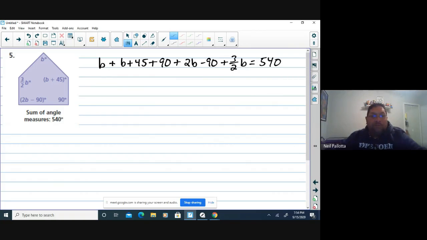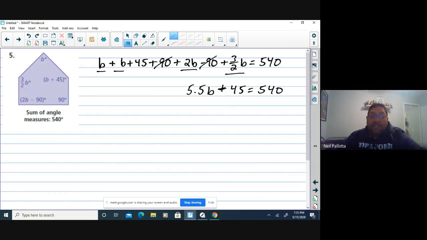So once again, we start by writing our equation first. Then we combine our like terms. Like terms are terms with the same variable. So we have 1B plus 1B is 2B's, plus another 2B's is 4B's, plus 1.5 B's. So 4B's plus 1.5 B's, that's going to be 5.5 B. Then we want to combine our constants. So we have 45 plus 90 minus 90. Well, they're opposites, so that's 0. So we're left with the plus 45. And that's got to be equal to 540.